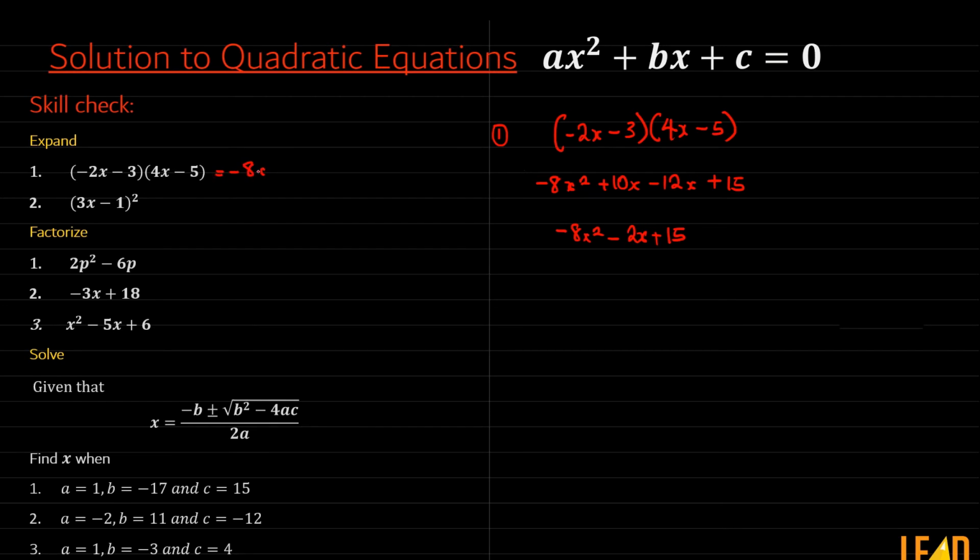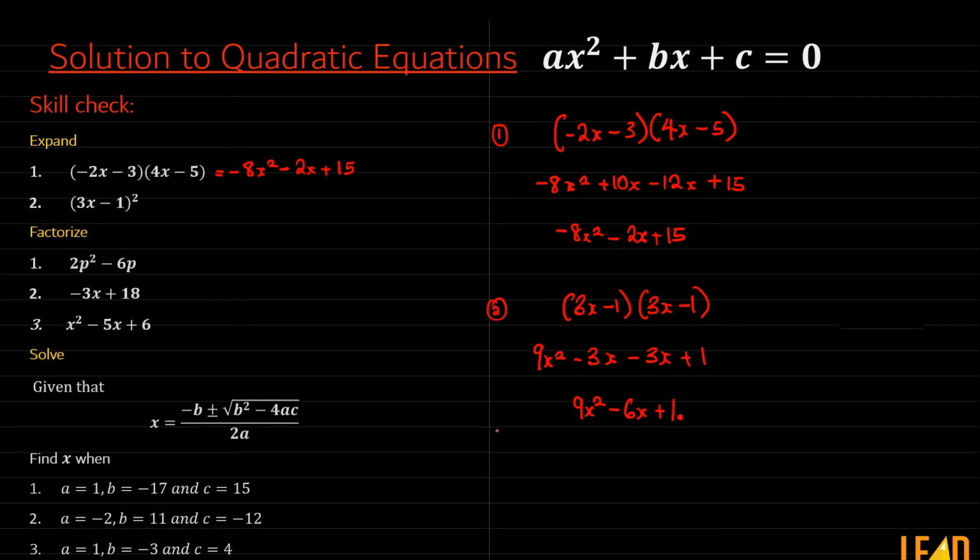So let me write this here. That's number one. Number two is saying we should expand 3x minus 1 all squared. So that's 3x minus 1 times 3x minus 1. Okay, 3x times 3x gives you 9x squared. 3x times minus 1 gives you minus 3x. Minus 1 times 3x gives you minus 3x. And minus 1 times 1 gives you plus 1. So we would end up with 9x squared minus 6x plus 1.